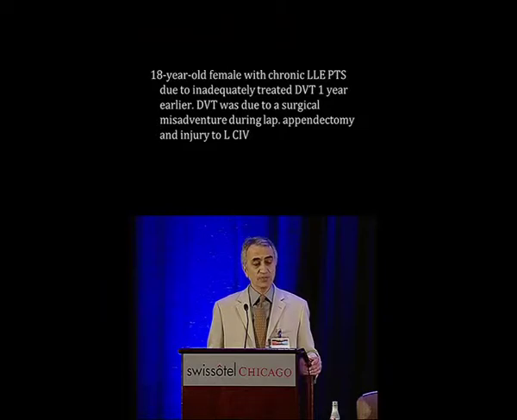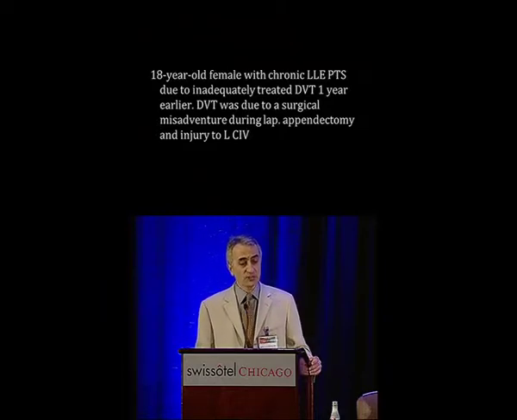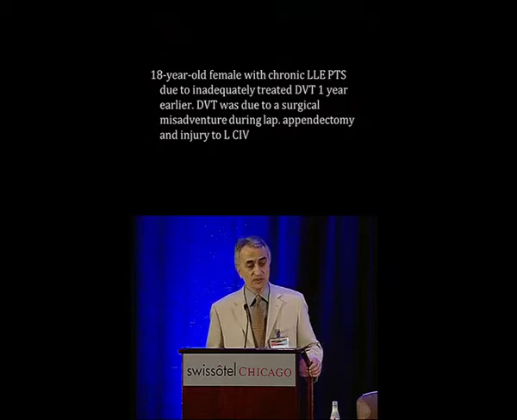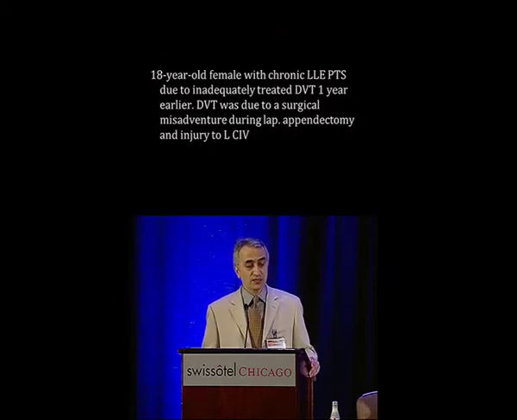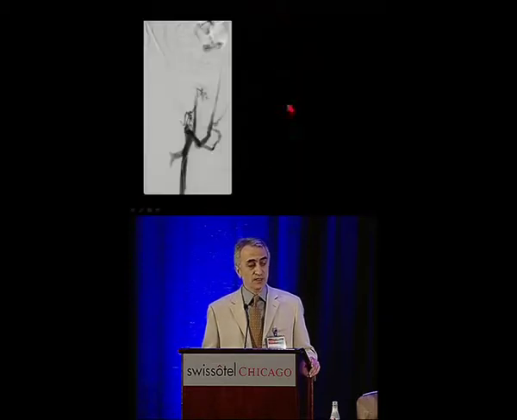Here's an 18-year-old with chronic left lower extremity post-thrombotic syndrome due to inadequately treated DVT a year earlier, which was due to a badly done appendectomy. Here's what the vessel looks like from below. This was approached from below first. Here's the venogram, completely occluded. So this may be the channel that you have to chase.